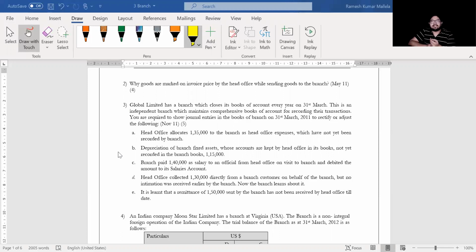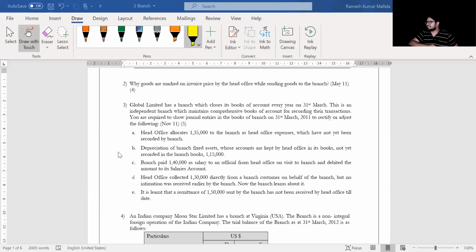That means head office is incurring some expenses for me. My expense is to be debited and head office has to be credited. So entry would be expenses account debit, whatever be the expense, to head office account. So here head office name is Global Limited, Global Limited head office account. Clear? So that is the first entry.